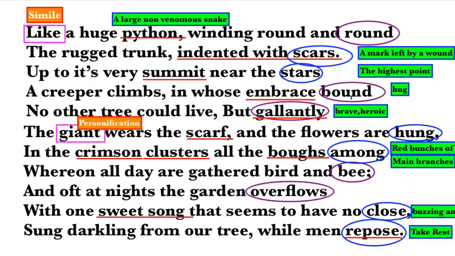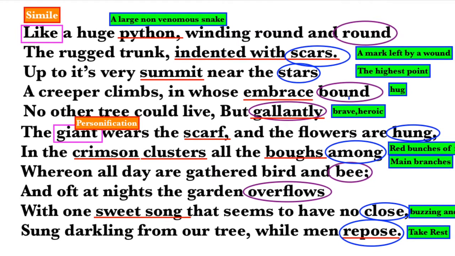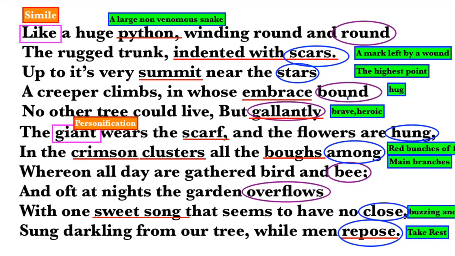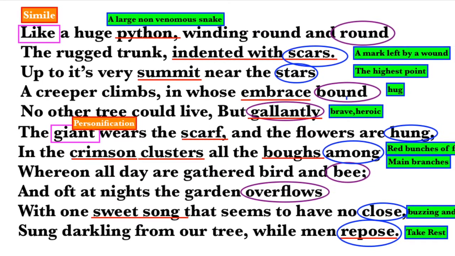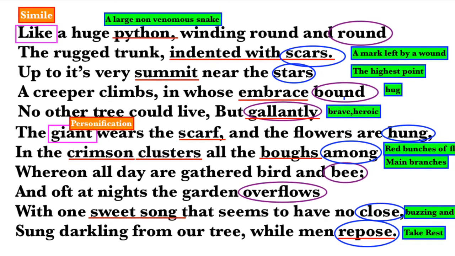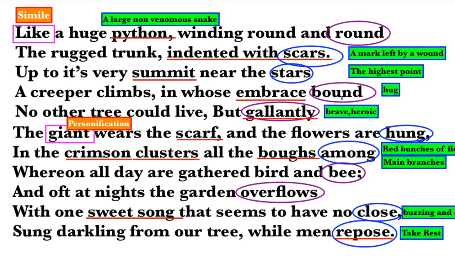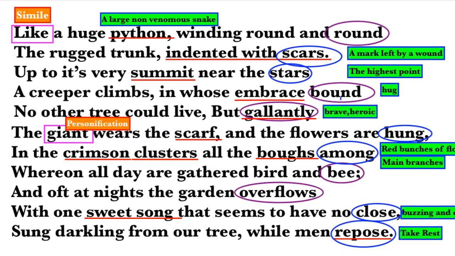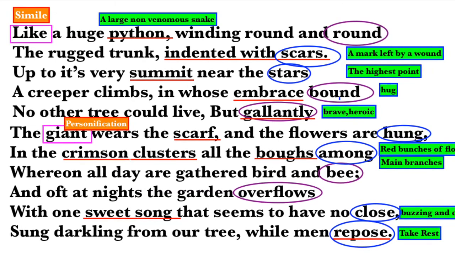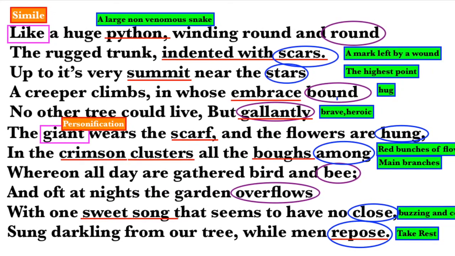If you look at the first stanza of the poem, in the first line, the last word is round. Leave the second and third lines, and the fourth line, the last word is bound. Round and bound rhyme the same. In the second line, the last word is scars, and in the third line, the last word is stars. Scars and stars rhyme the same. So the rhyme scheme is A, B, B, A.